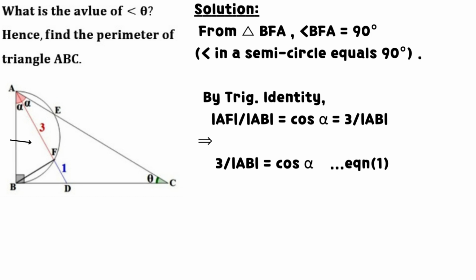By trigonometric identity, line AF divided by line AB equals cosine alpha, which equals 3 divided by line AB. It follows that 3 divided by line AB equals cosine alpha. We call it equation 1.